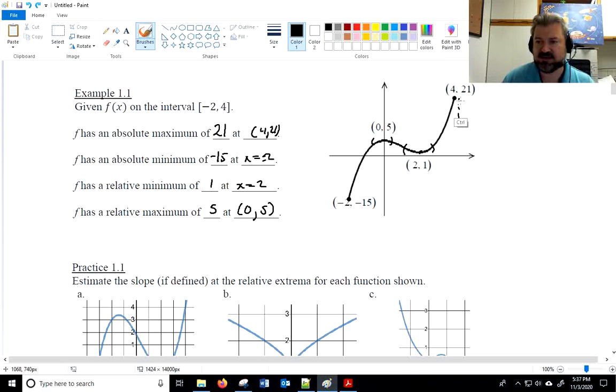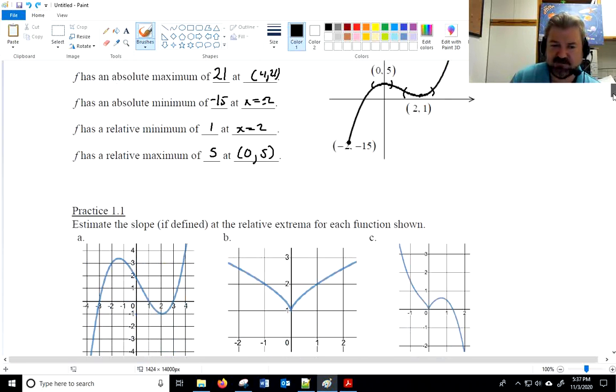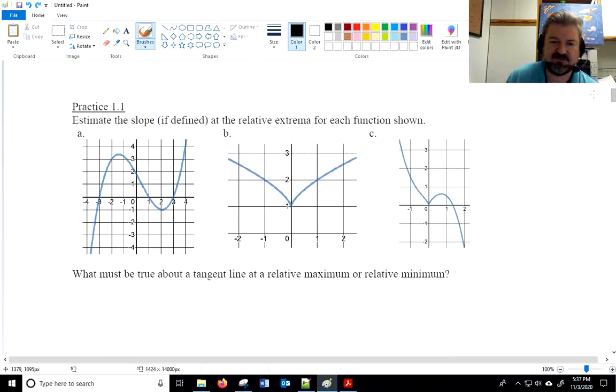So no, I can't call 4 a local. I can't say (4, 21) locates a local max. Can't do it, but it is the absolute max. All right. What I want you to do is estimate the slope, if defined, at the relative extrema for each of the functions shown. So go ahead and do that, and then try and answer the question about what must be true.